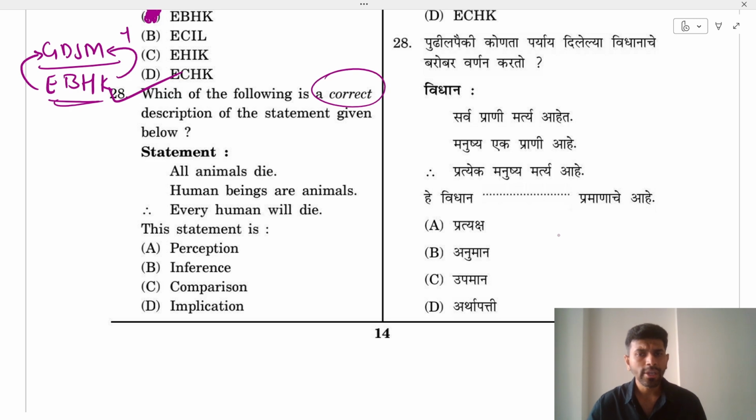Next, which of the following is a correct description of the given statement? All animals die, human beings are animal, so every human will die. This statement is perception, inference, comparison or implication. Correct answer is option B, inference. It is a logical process of deriving conclusion from given statement. So for example, if all birds have wings, a sparrow is a bird, so a sparrow has wings. So it is an inference.